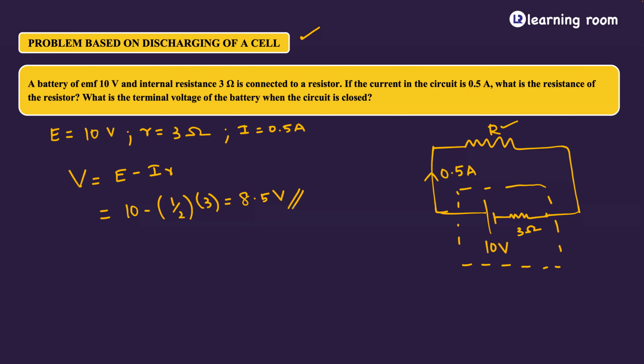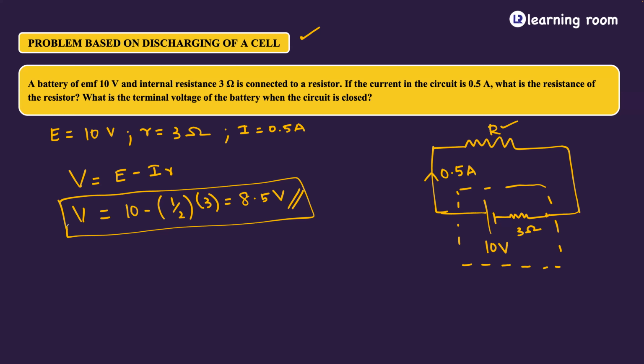Meaning, when you get this battery, it will be written as 10 volt on top of it. But when you connect it across a circuit, it will only show 8.5 volt. Why is it so? Because it is getting discharged and there is some internal resistance also present. Okay. So this is the terminal potential difference across the battery.